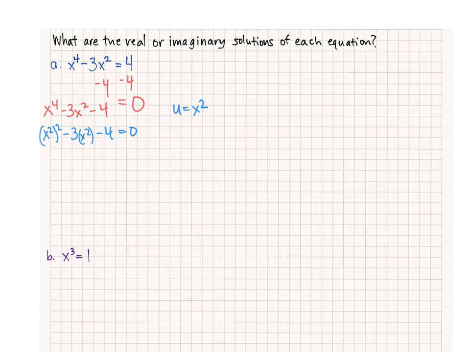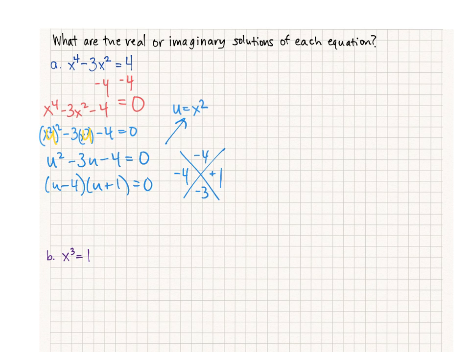Oh, that didn't look good. Let's just use a different color. The u in here. And we can just make this u squared minus 3u minus 4. Then this looks familiar. We can use our factoring. What 2 numbers multiply to negative 4 and add to negative 3? Negative 4 and 1. So this becomes u minus 4 and u plus 1 equals 0.